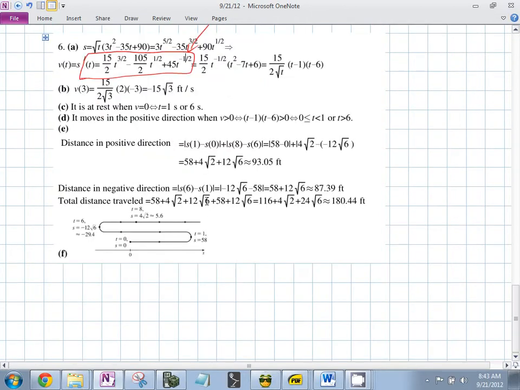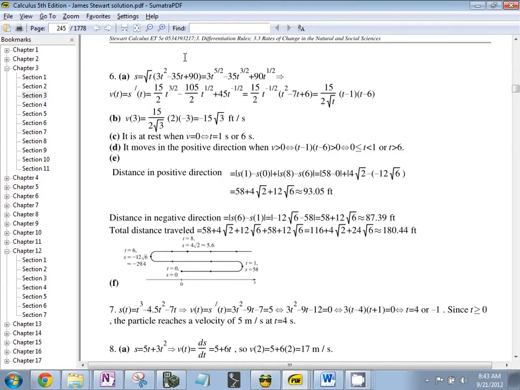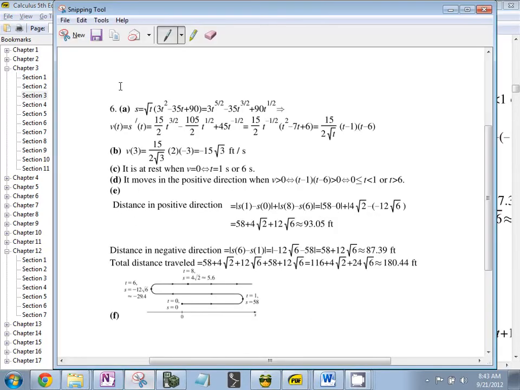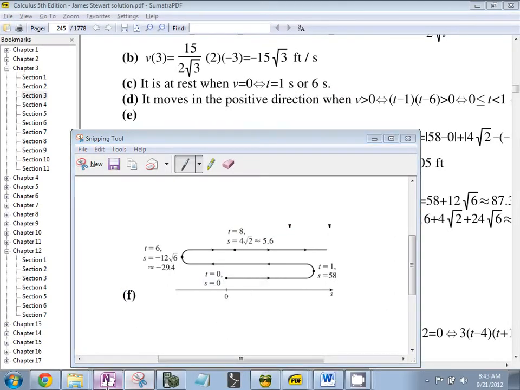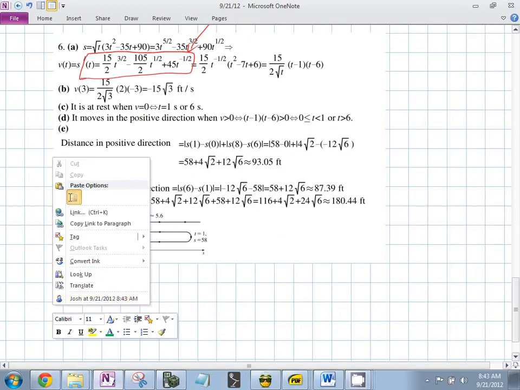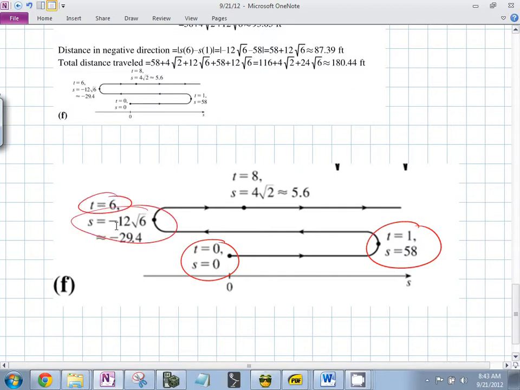Oh, well. This right here is an important part. I want to blow this up a little bit. This is the diagram. You don't generally have to draw these, but I like having them. This is a visual representation in a way of what we just did. Let me show you. At time equals 0, the position is 0. At time equals 1, it's 58. Then it goes all the way back to time equals 6, which has a position of negative 29.4. And then at time equals 8, it's here. So that's how you can visually represent what's going on. The particle's just moving back and forth. That's it. It's not that bad.